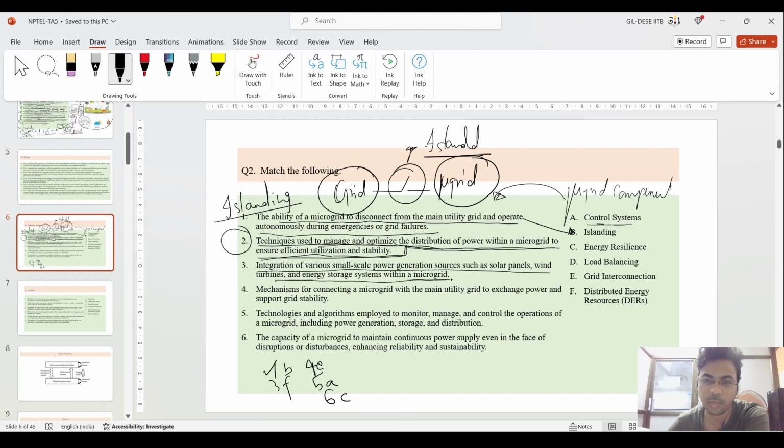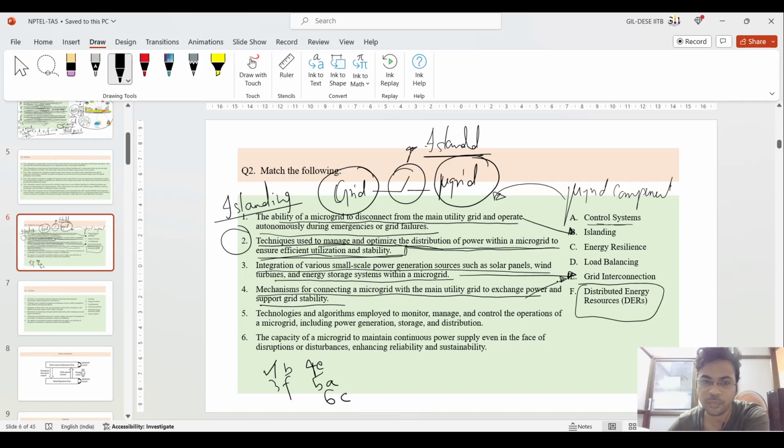The integration of various small scale power generation sources such as solar panels, wind turbines and energy storage systems within a microgrid. That is actually grid interconnection of the various DERs, and these are the DERs also. So E and F options can also be correct, because this is also connected to the grid with the AC bus bar, or you have distributed energy resources integration. So coming to the fourth part: a mechanism for connecting a microgrid with the main utility grid to exchange power and support grid stability.